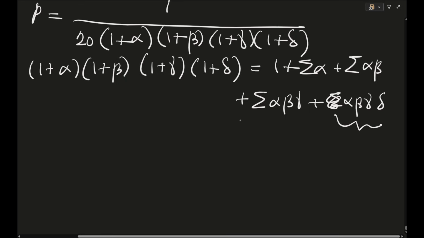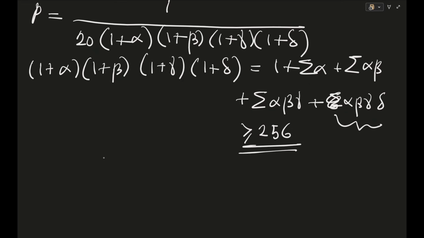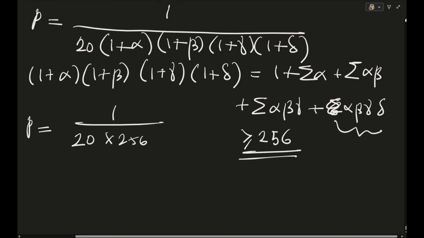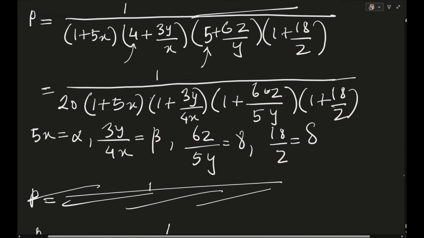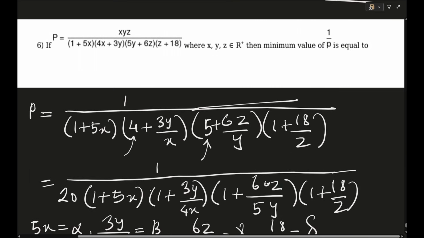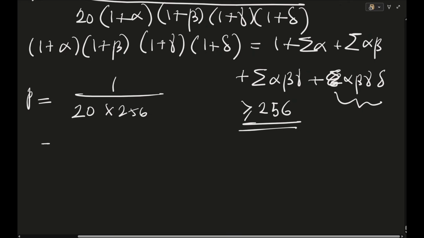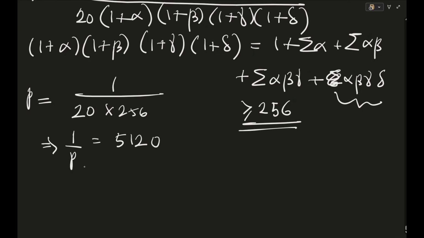So guys, now from this part it is pretty evident that this particular bracketed expression will come to be greater than or equal to 256. Okay, from AM-GM. I'm not going into that, pretty easy. So this is greater than or equal to 256 and therefore P is equal to 1 by 20 into 256, right? And if we look into the question, I guess we were supposed to find out the minimum value of 1 by P. So that will come out to be 1 by P is equal to 5120. Okay.